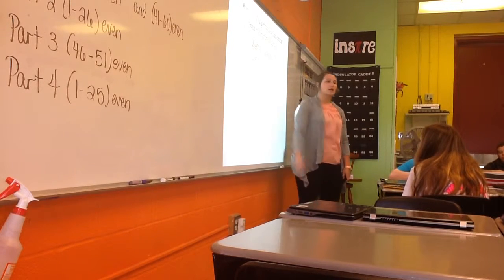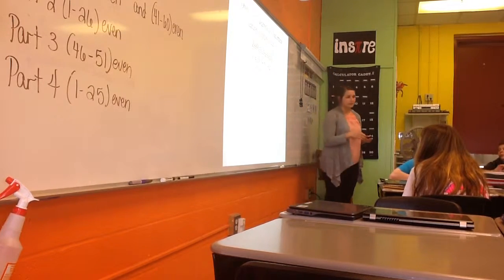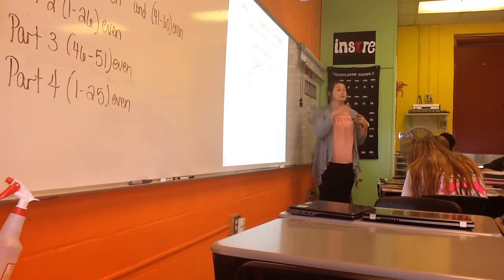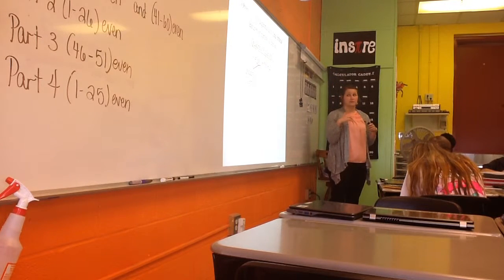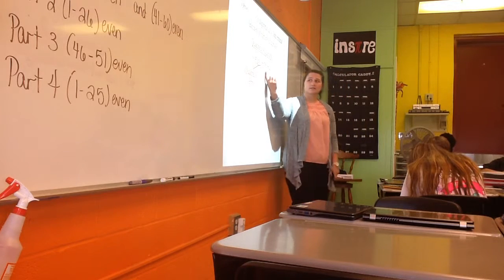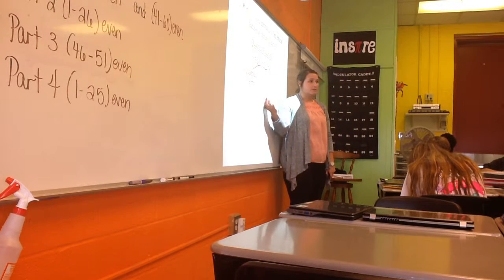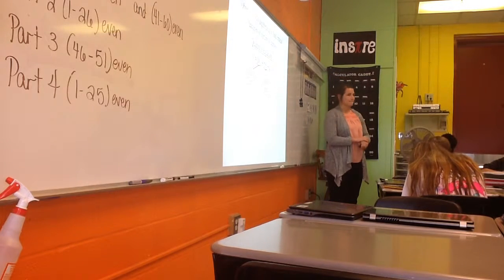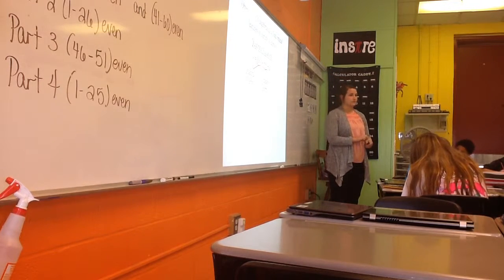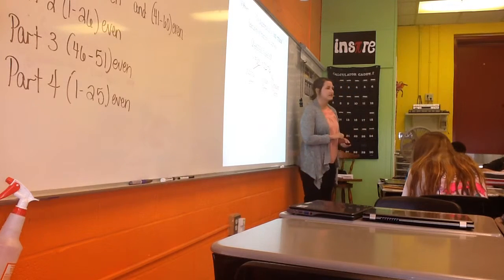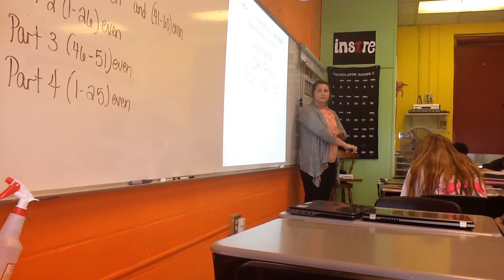So the ax squared is our quadratic term. It shows us which way the parabola will go. The bx is our linear term, and the c is our constant term.